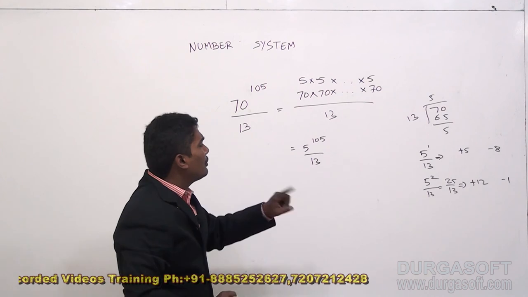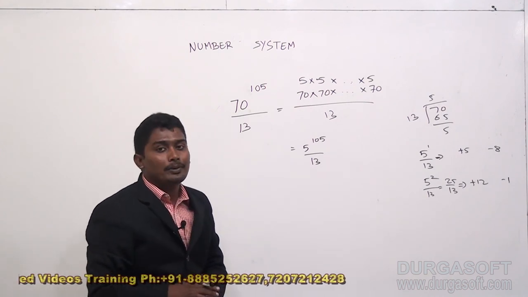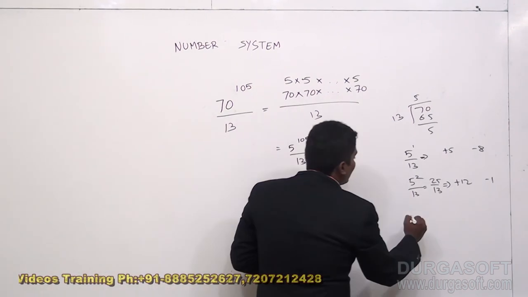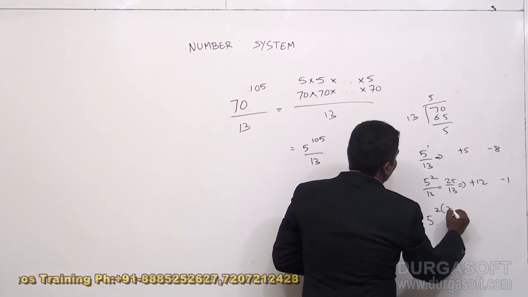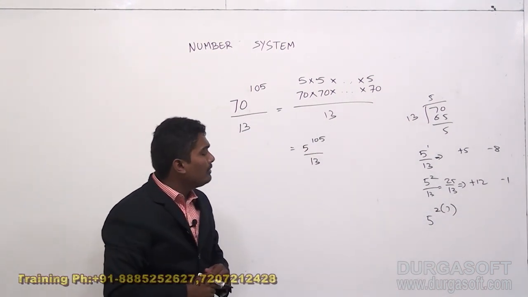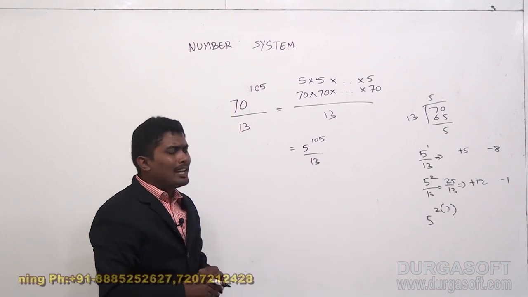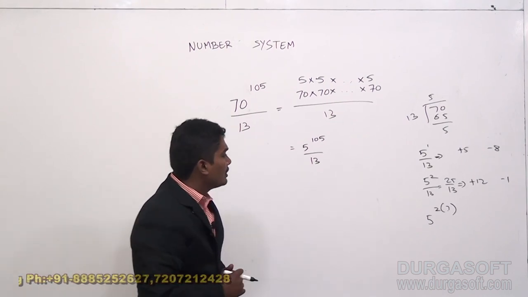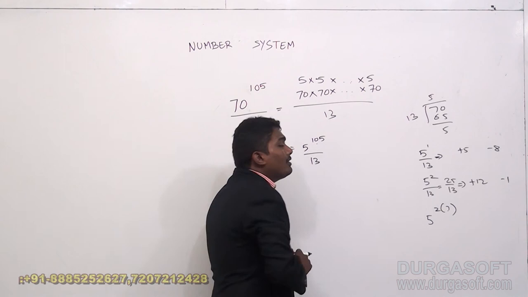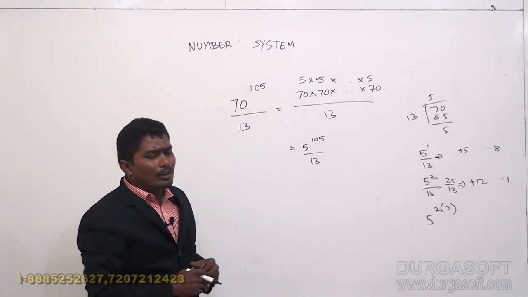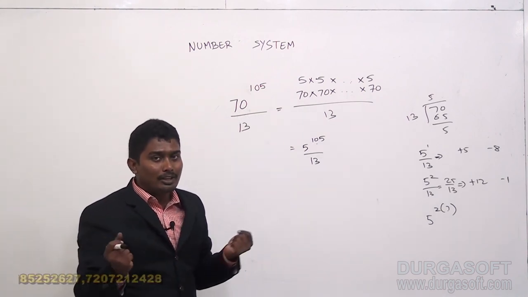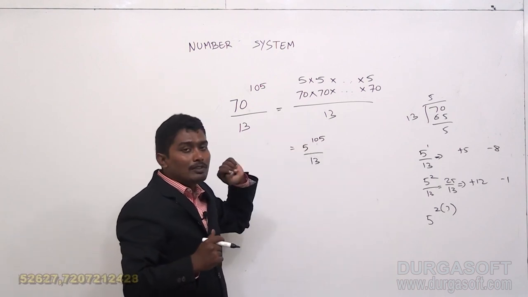So here 5 square itself will give me a remainder of minus 1, which means if I write this as 5 to the power 2 into some number, then my calculation will become very, very easy. So I'll write 105 as 2 into some number. But can I write 105 as 2 into any number? I cannot, because it is not divisible by 2.